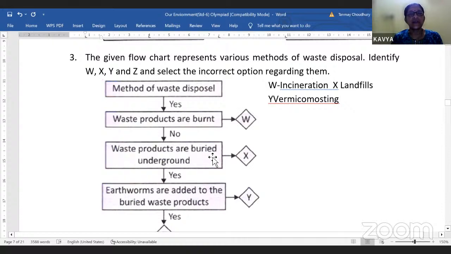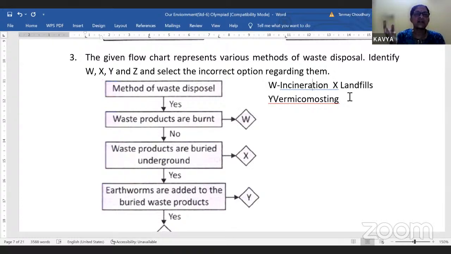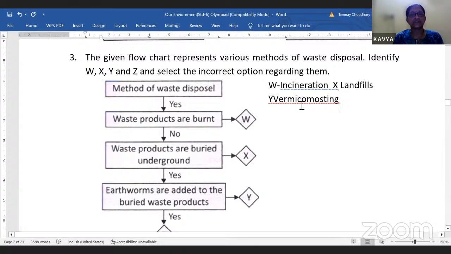Wastes are buried underground. Now, this is done in landfills. X is landfills. What are landfills? Landfills are huge areas of land where all the waste of the entire city is dumped and buried in a huge pit, and some soil is added to it, and it is allowed to decompose. It is far away from the city, so that you will not get the smell of the wastes during decomposition. So these landfills are built on the outskirts of the city, and the entire city's waste gets dumped there.